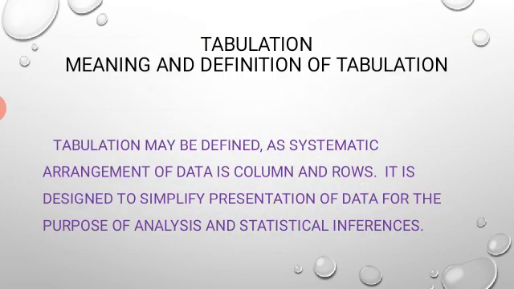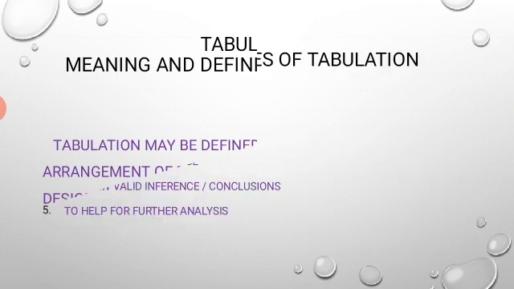Tabulation. Meaning and definition of tabulation. Tabulation may be defined as a systematic arrangement of data in columns and rows. It is designed to simplify presentation of data for the purpose of analysis and statistical inferences.